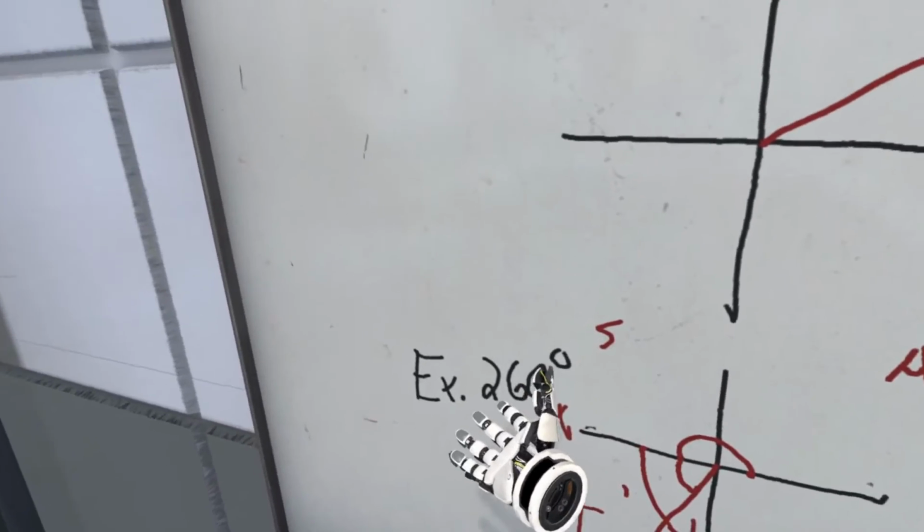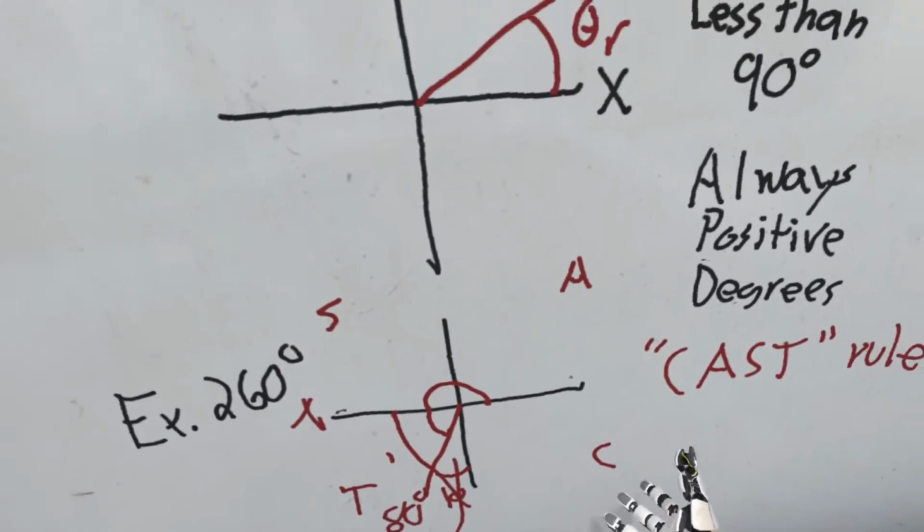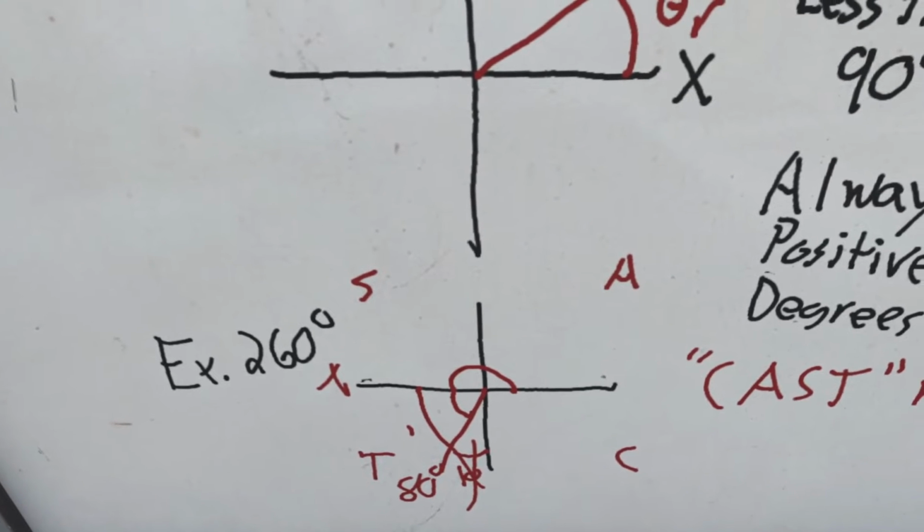So with this, no matter what angle we get, we can figure out the sine ratios really quickly and just apply this simple rule to figure out whether or not it'll be positive or negative.